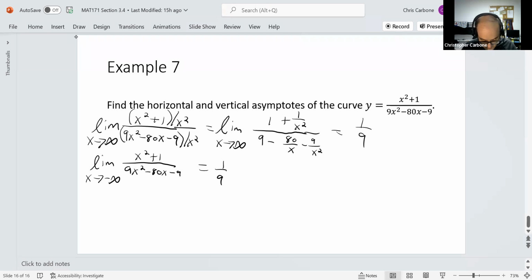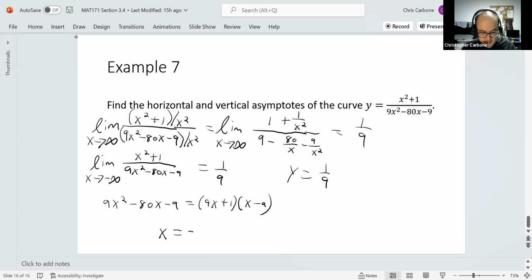So we have that one asymptote already. We have two other ones. 9x squared minus 80x minus 9 factors to be 9x plus 1 times x minus 9. So the other two asymptotes that we have, so this was y is equal to 1/9. These two are x is equal to negative 1/9 and x is equal to 9 as our three asymptotes for this particular problem.